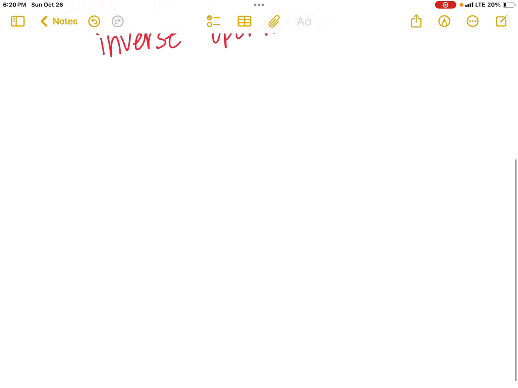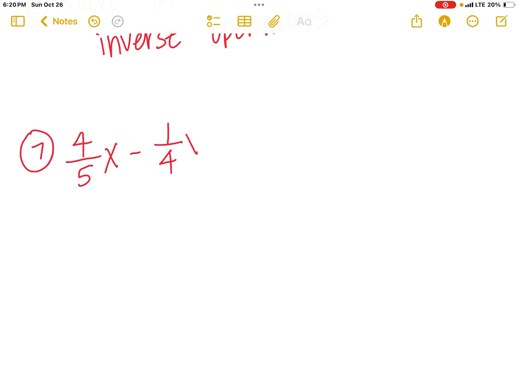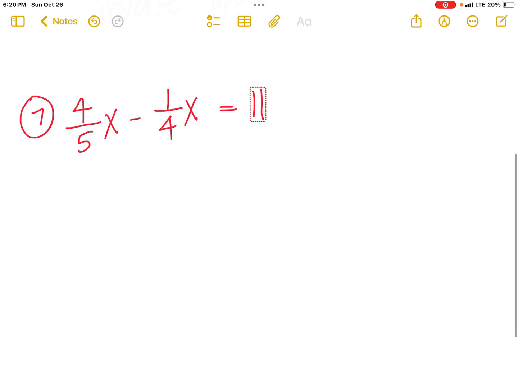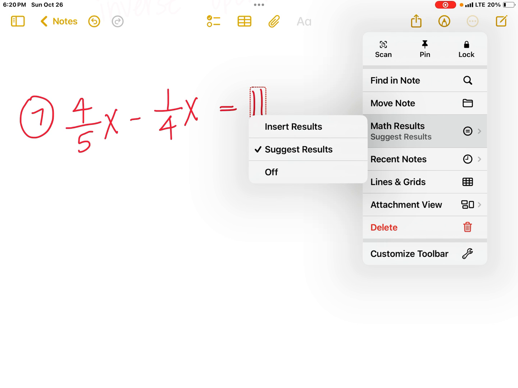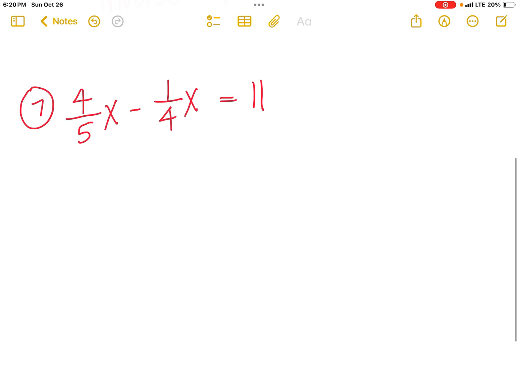So starting with number 7, I have 4/5 x minus 1/4 x equal to 11. Always start by writing the problem, okay? And we're going to write until we have one answer. So these kinds of problems require a lot of work. So 4/5 x minus 1/4 x equal to 11.